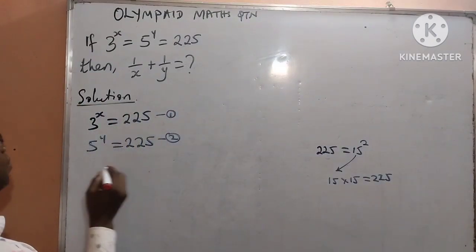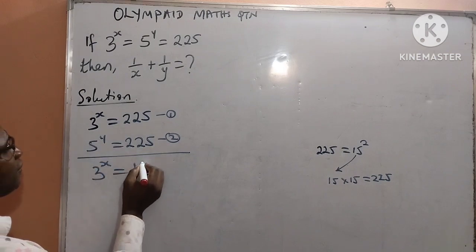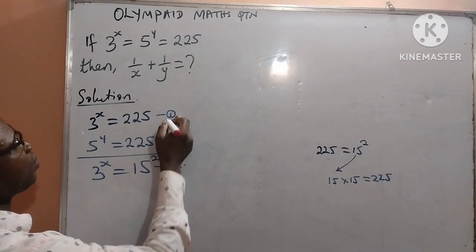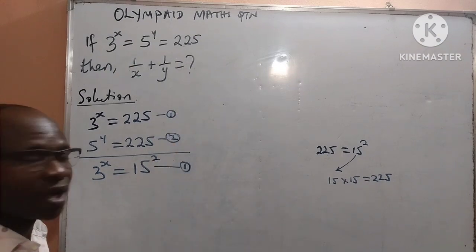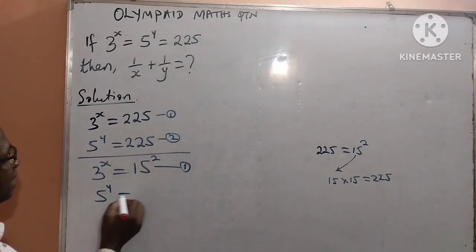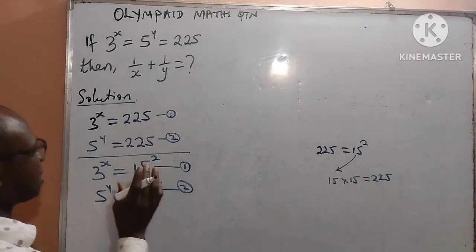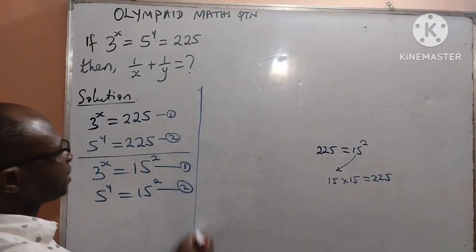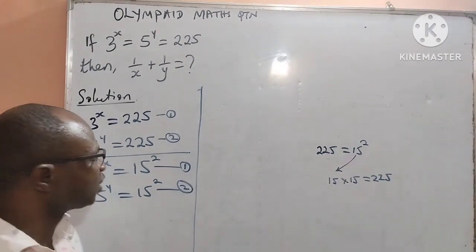Therefore, my equation 1 can now be written as 3 raised to x equal to 15 raised to power 2. That is still my equation 1, written by the right hand side in index form. Also, equation 2 will now be written as 5 raised to y equal to 15 raised to power 2. This is equation 2, written in index form by the right hand side. Beautiful. Now, it is time for me to apply what is called logarithms to both sides of the equations.